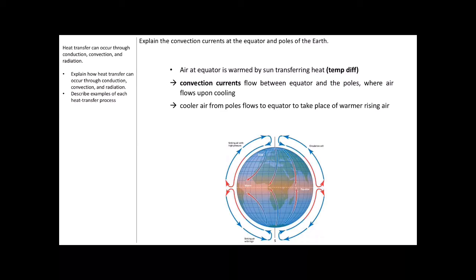The cooler air from the poles flows to the equator to take the place of the warmer air that has risen. And this is the cause of southerly winds in the southern hemisphere and northerly winds in the northern hemisphere. So that is air from the poles flowing in towards the equator to take the place of the air that's risen from the equator.